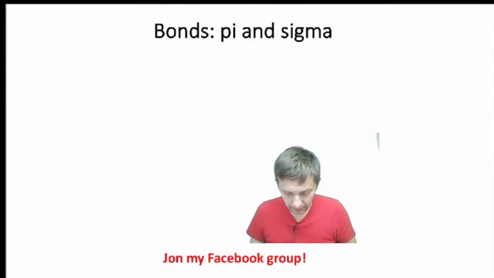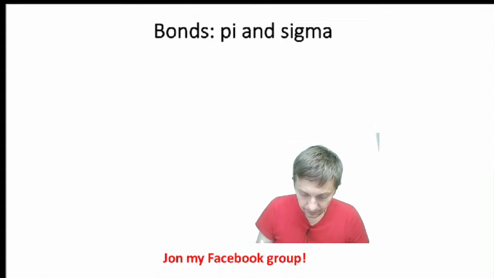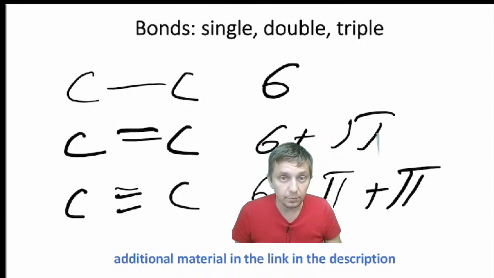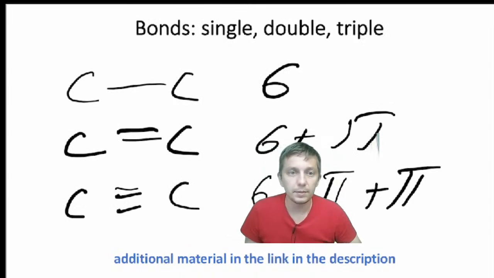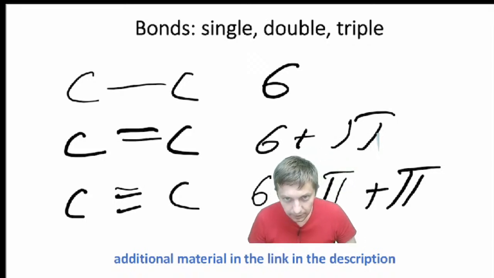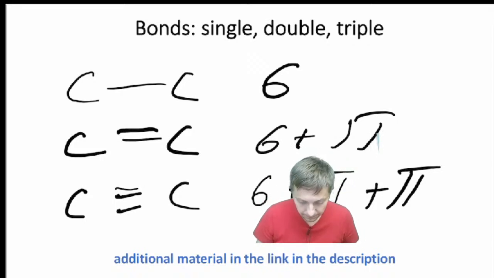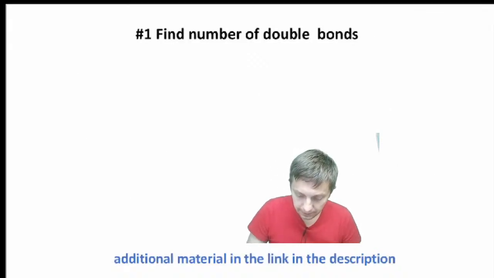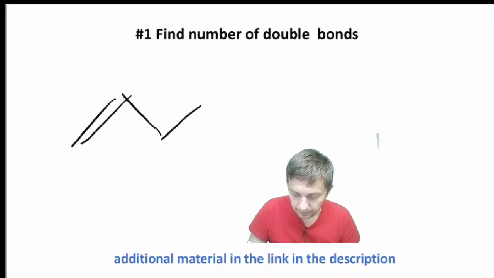So let's remember: a single bond is always sigma, a double bond is sigma plus pi, and a triple bond is sigma plus 2 pi. For example, we have a structure, a condensed formula.